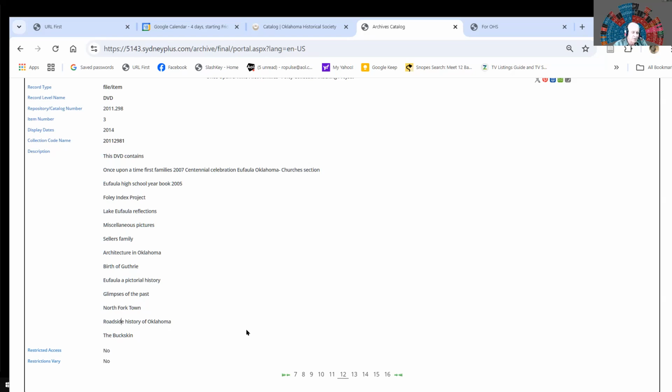Roadside History of Oklahoma has the excerpts about Eufaula that are in there. These were all used in the 2007 centennial to talk about. The Buckskin is a Dakota document. Never quite figured out where it fit in myself. Everybody else seemed to know what it was, so I never did dig into it much, but I scanned it and made sure that it was available for other people to look at.